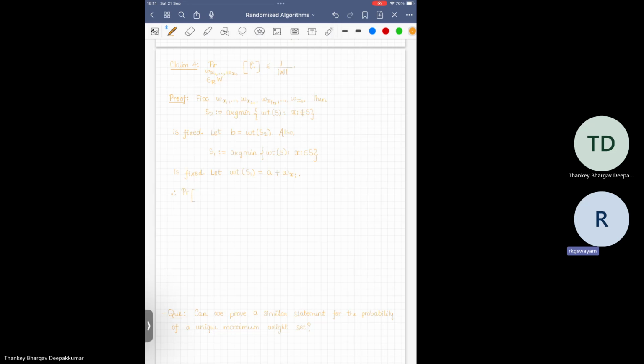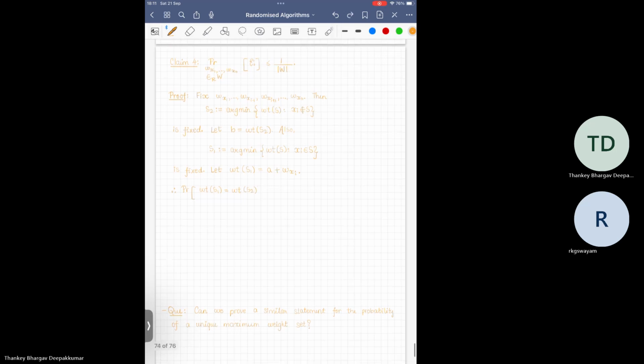I want the weight of S1 and S2 to be the same, given. But I cannot write this. I need to only say that this is over X, after fixing the weights of everything else, right?